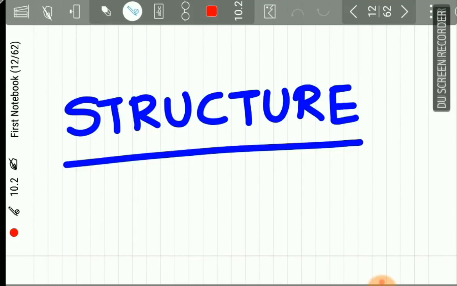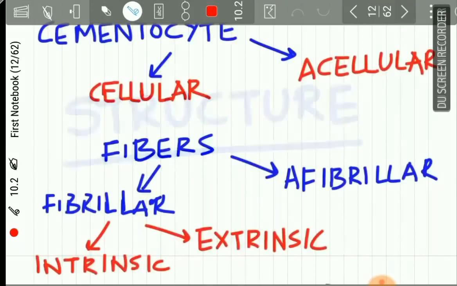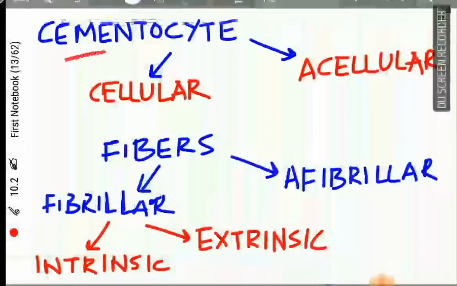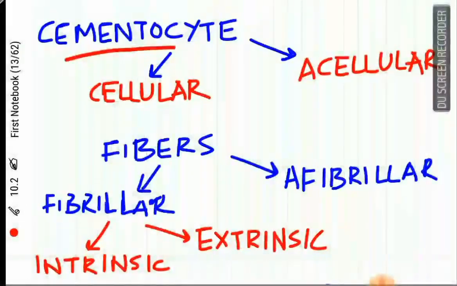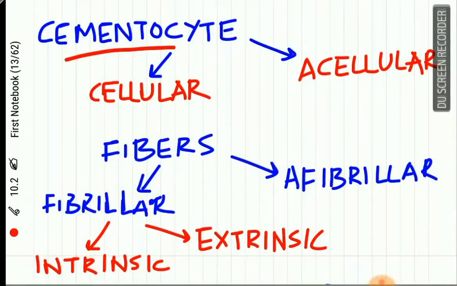Now, coming to the structure of cementum, the cells which form the cementum are called cementocytes. Now, depending upon whether the cementocytes are present or absent, the cementum is divided into cellular cementum and acellular cementum.